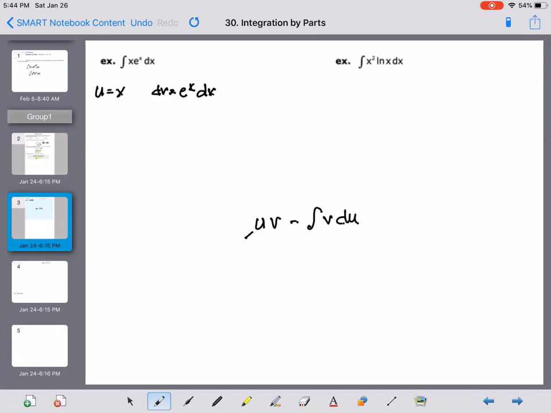So I have this part right here. I need this part, the v. And then of course I need the du part, this part right here. So we're going to use what we split up to figure out those two pieces for that formula. So if I want the du, I need to take the derivative of the u term, which u is equal to x. So the first thing I do is take the derivative with respect to x of this equation.